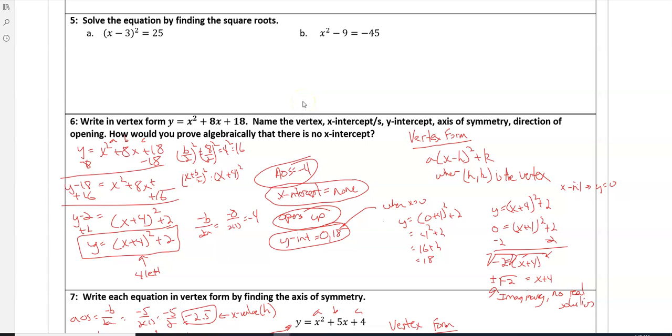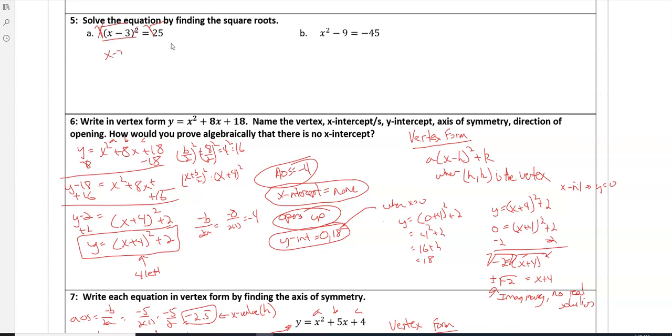All right, class, so for number 5, we're going to solve by finding the square roots. And on this one right here, A, you have (x - 3)^2 = 25. This squared term is already by itself over here, so I can go ahead and square root both sides. When I square root that square, it cancels it.